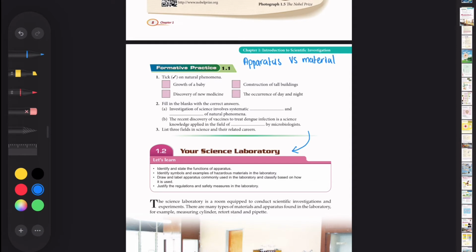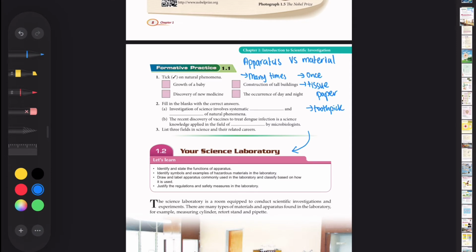So I do have to say that apparatus is something that can be used many times, whereas material can only be used once. Once it's used, it has to be disposed. On the other hand, apparatus can be washed and reused again and again for other experiments. So a common example of material would be tissue paper. Tissue paper is a very common material that you use during your scientific experiment. Or maybe toothpick, because you can't reuse a toothpick for another experiment, you usually throw it away.